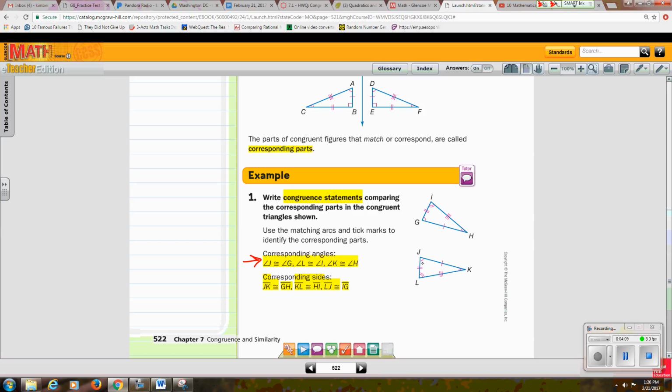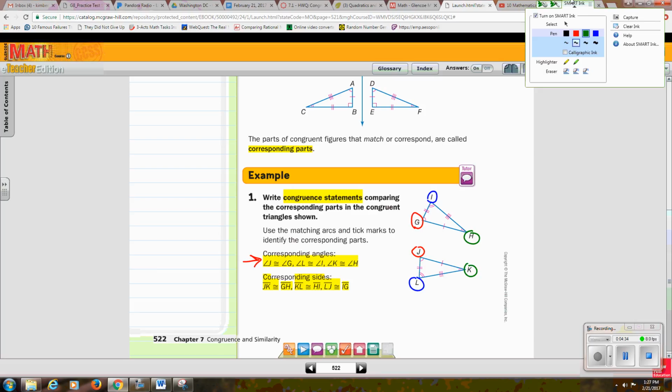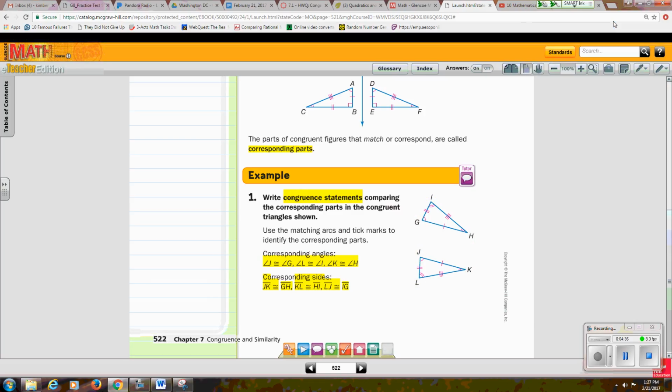And then as far as my angles go, look for the little arcs. So one arc and one arc. That means G and J are corresponding and congruent. And then my two arcs are I and L. Those two angles are congruent. And then my three arcs are angle H and angle K. So that's all that it means by writing those congruent statements, just looking at the angles and the sides and deciding based on the marks which ones are congruent.